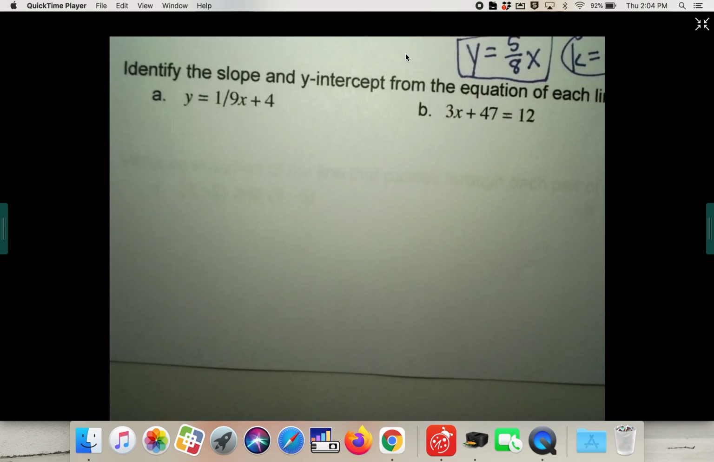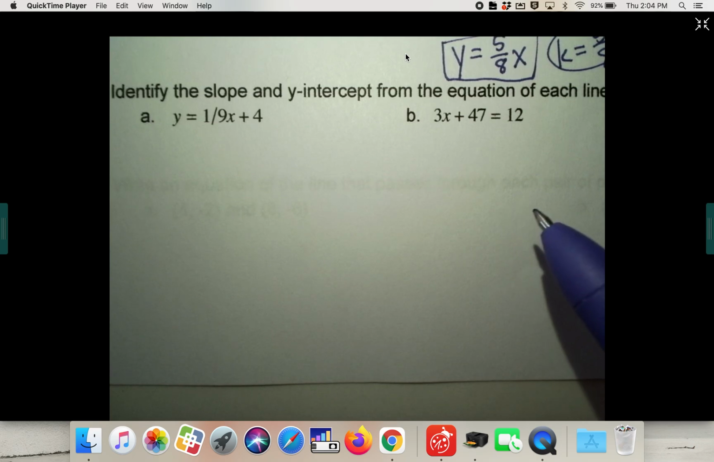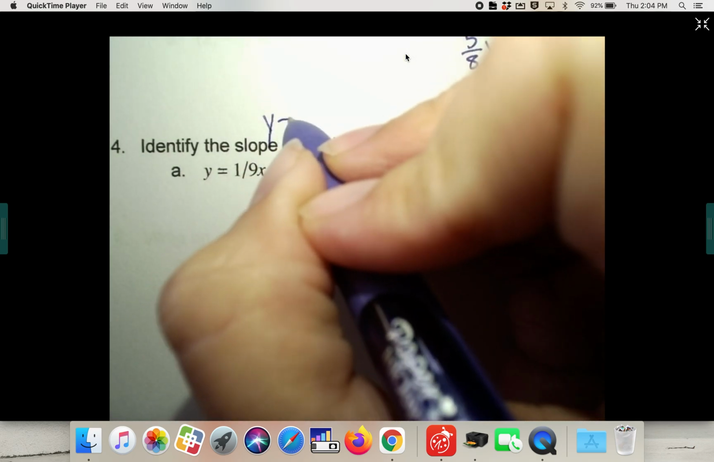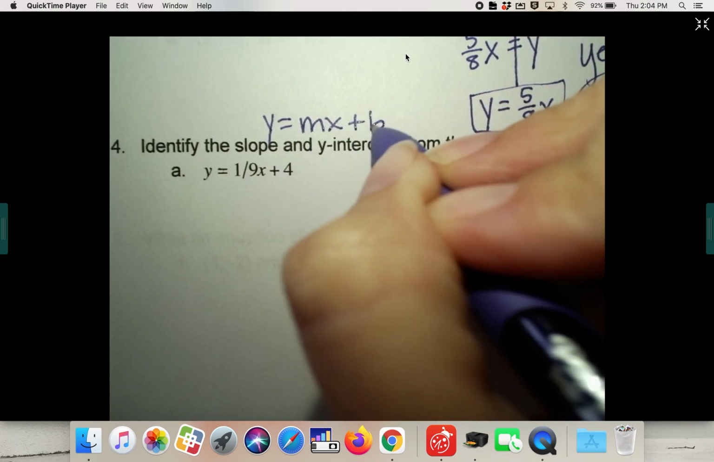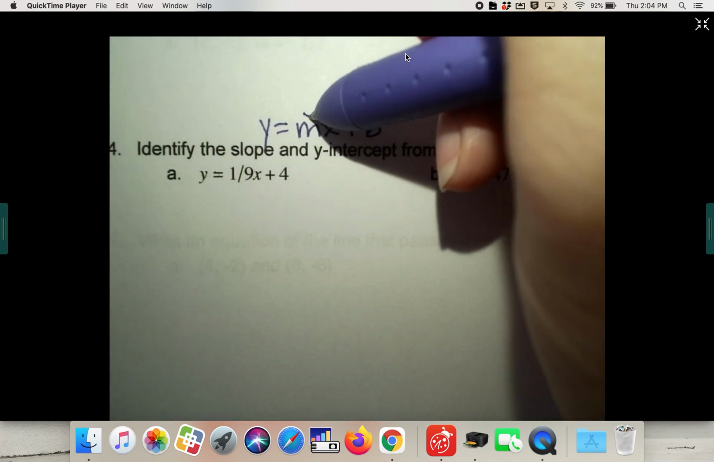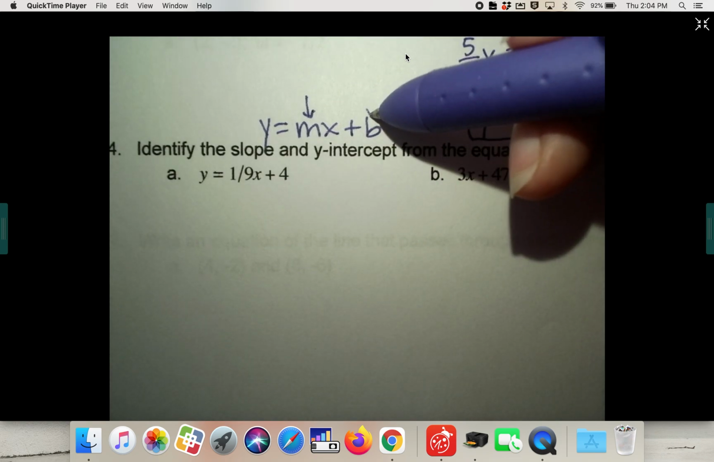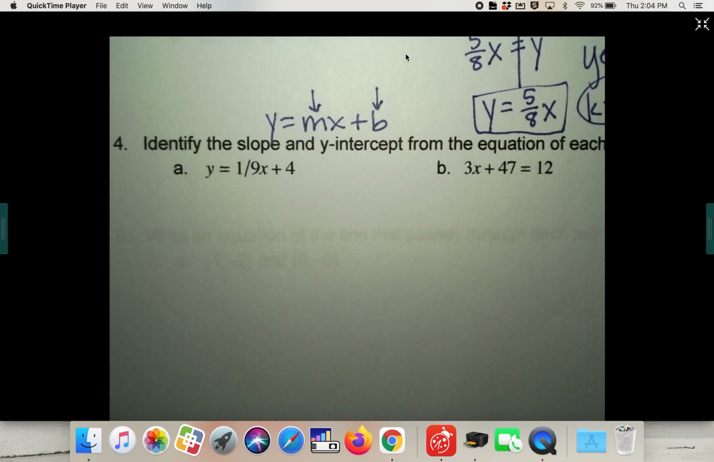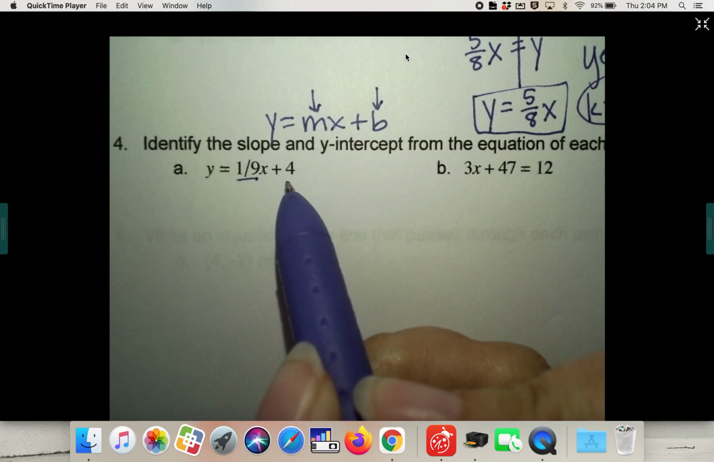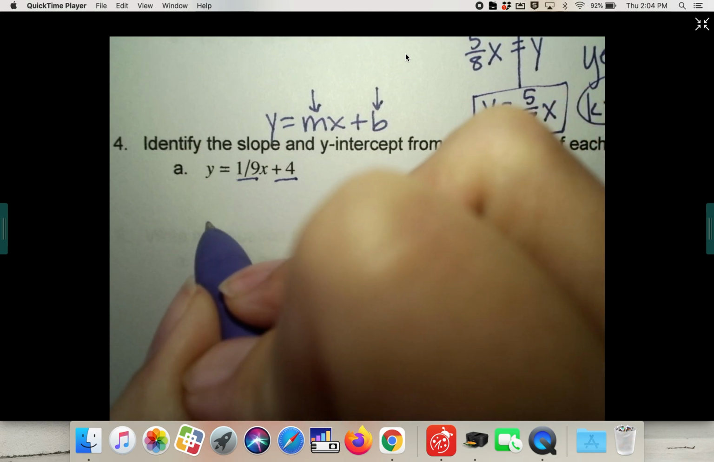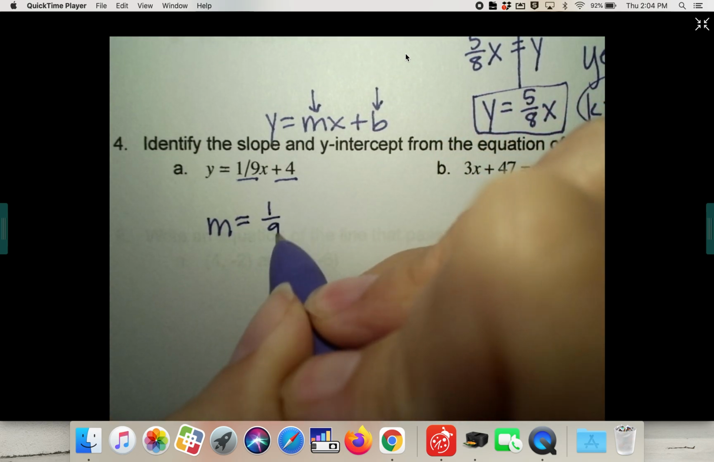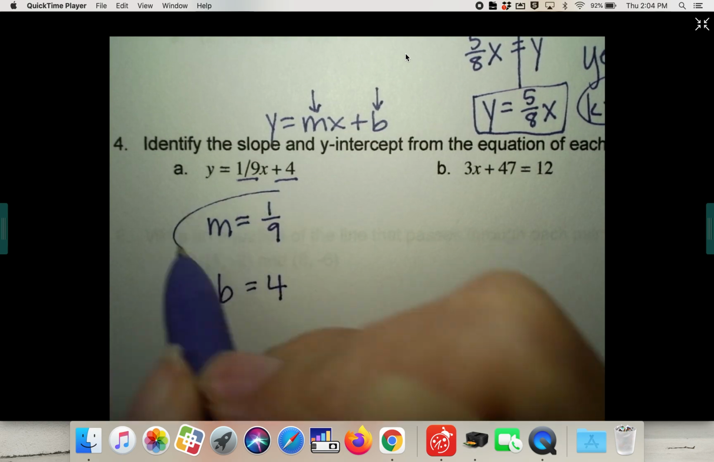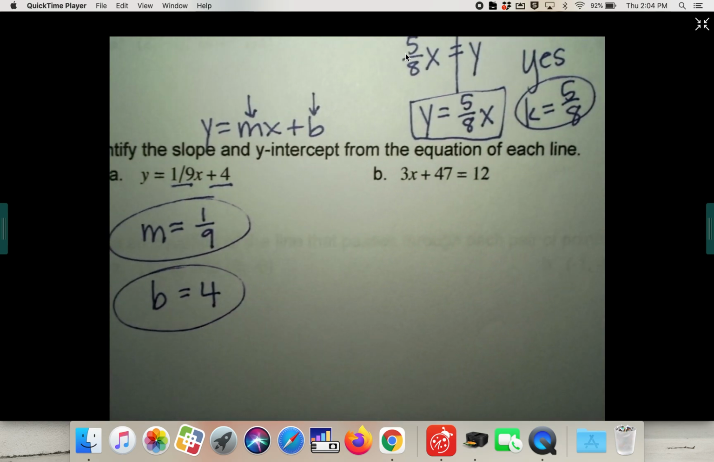All right, number 4, identify the slope and y-intercept of the equation of each line. Okay, this is easy. If it's in slope-intercept form, which is y equals mx plus b, this is your slope, this is your y-intercept. And guess what? A is already in slope-intercept form. So m is 1/9, b is 4. So my slope is 1/9, my y-intercept is 4.